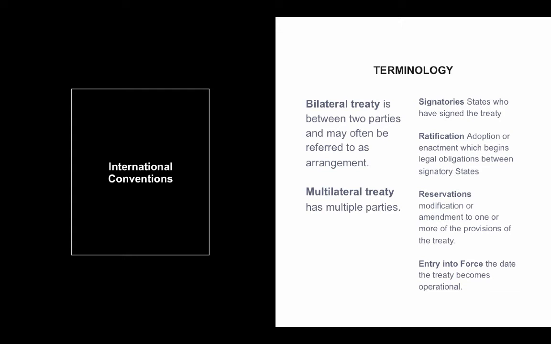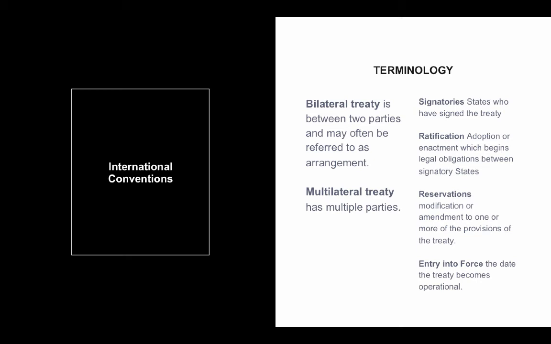Some terms that also assist you to conduct legal research include signatories. So these are the states who have signed the treaty. States that enter a treaty that was already in force are said to have acceded to that treaty. Ratification comes after signing, so that involves the adoption or enactment, which begins the legal obligation between the signatory states.